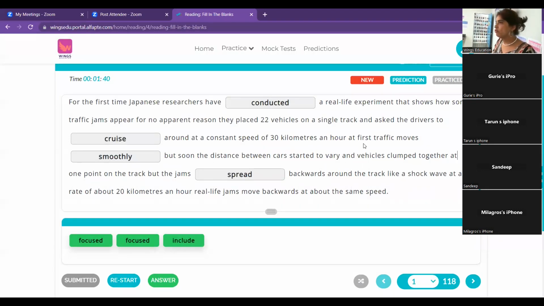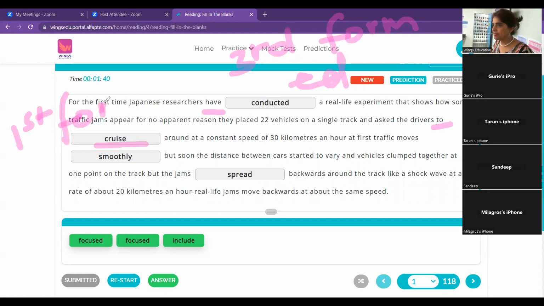So some grammar rules I dealt with today. Let's all repeat those grammar rules. The first rule we did was after has, have, had, you should usually have words with ed or third form. Write it down. That's your first grammar rule. The next grammar rule is after to, this should be the first form, not third form. First form of verb, no ed.